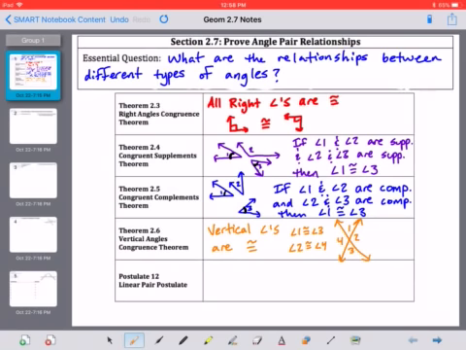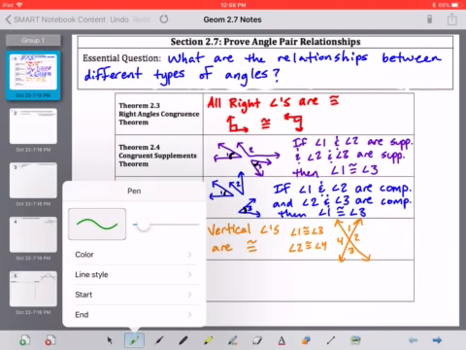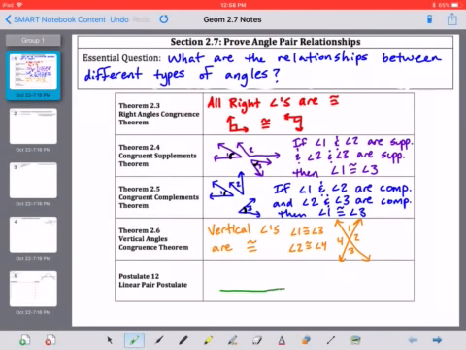All right, and the last one is a postulate. The linear pair postulate states that, say we've got a linear pair here. Angle 1 and angle 2 form a linear pair. So if angle 1 and angle 2 form a linear pair, then angle 1 and angle 2 are supplementary. We know that also by the definition of a linear pair, but there's a postulate for it as well.